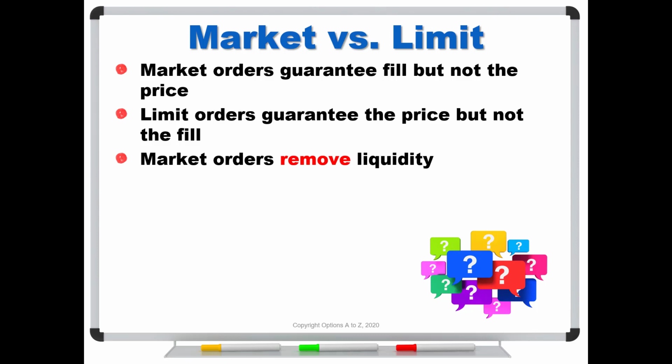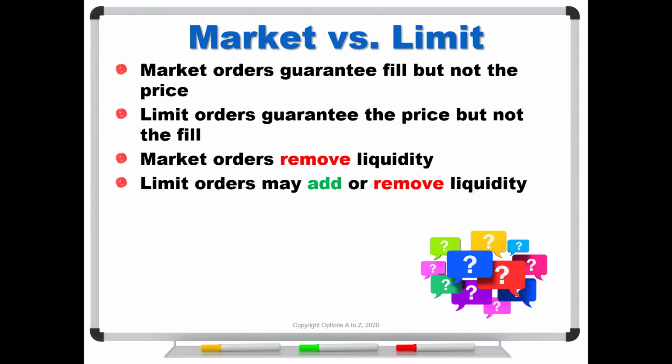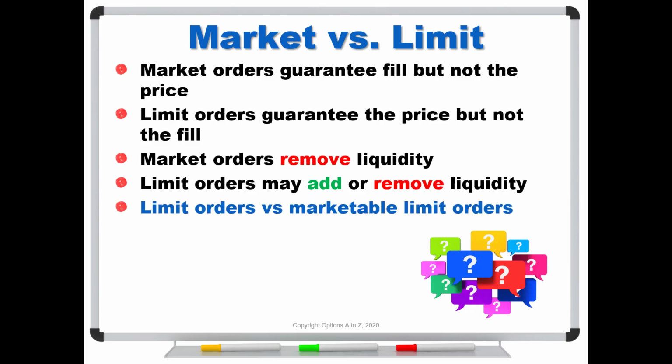So that's pretty easy to understand, but where it gets tricky is that the limit orders might add, but they might remove liquidity. And to understand whether you're going to be adding or removing liquidity, you have to understand limit orders versus marketable limit orders. This is really the big trick right here. So let's start with a quick review of a basic limit order first.